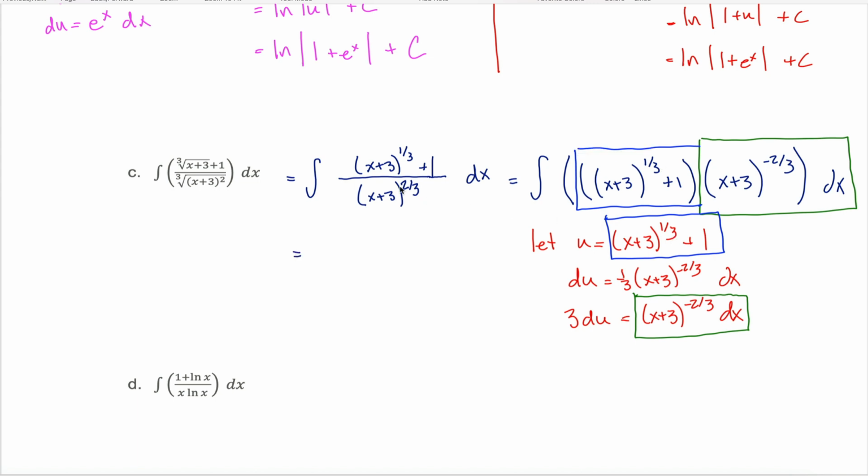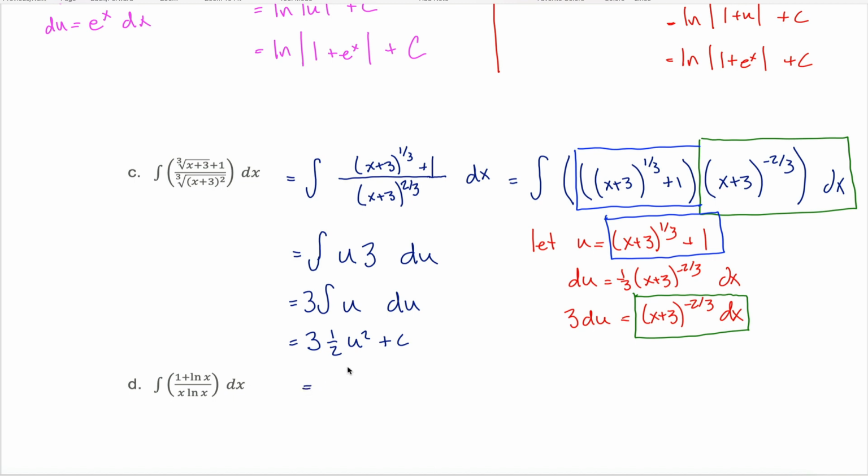So this u substitution will change this integral into, instead of x plus 3 to the 1/3 plus 1, I'll just write the letter u. And then instead of x plus 3 to the negative 2/3 times dx, I'll write 3 du. U times 3 times du is the antiderivative that I need to take. The 3 is a constant, so I can pull it out in front. So I got 3 times the antiderivative of u du. It's a very easy antiderivative to take. We got 3 times 1/2 u squared plus c.